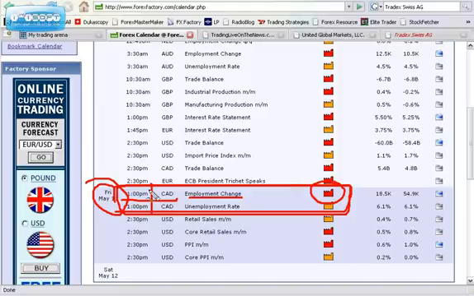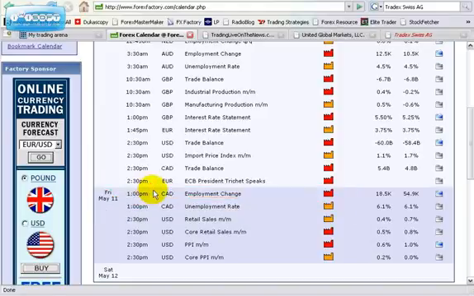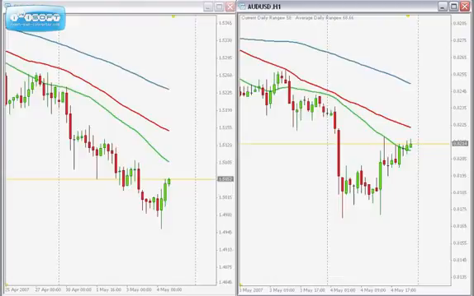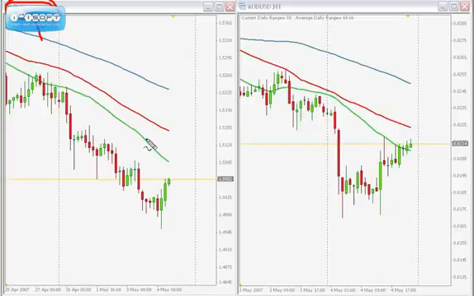So we know that at 1 p.m. we have news coming out for the Canadian dollar, meaning that this chart, since it is related to the Canadian dollar, could potentially see some random spikes at 1 p.m.